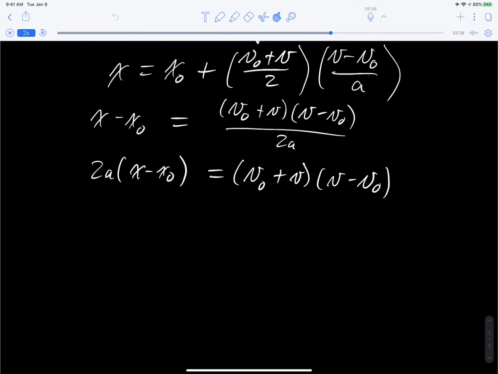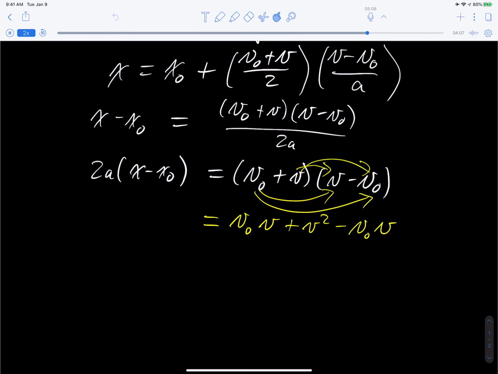Okay, so now this is a multiplication of two binomials. Whatever terminology you use to learn how to multiply this out, you might have learned FOIL, it just means that I need to multiply each term in this first set of parentheses by each term in this next set of parentheses. And when I do that, I'll have v naught v plus v squared minus v naught v, and then minus v naught squared. So this v naught v term, I've got one that's positive and one that's negative, so they cancel each other out. So that's going to give me 2a times x minus x naught is equal to v squared minus v naught squared.